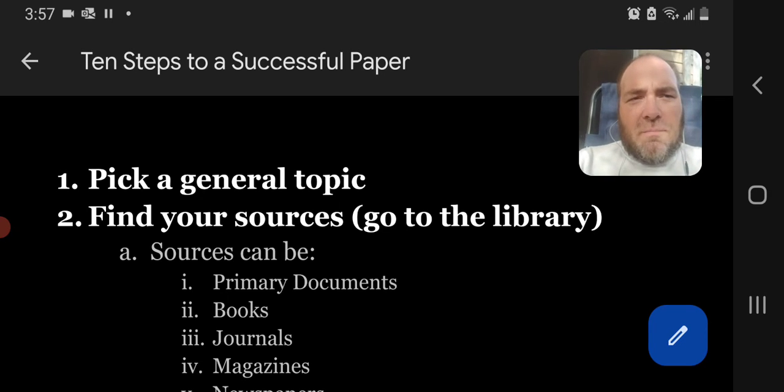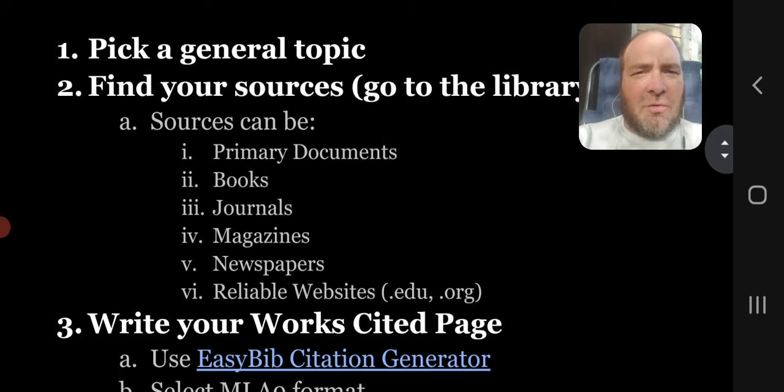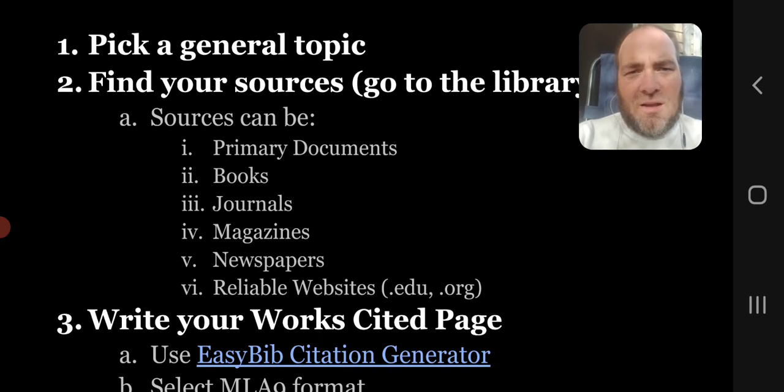So far you should have picked a general topic. You should know what your paper is going to be about. You should have found your sources, gone to the library. Your sources should be some combination of primary documents, books, journals, magazines, newspapers, or reliable websites.